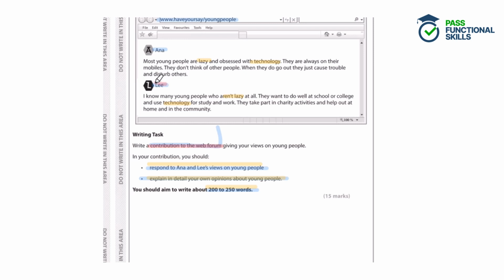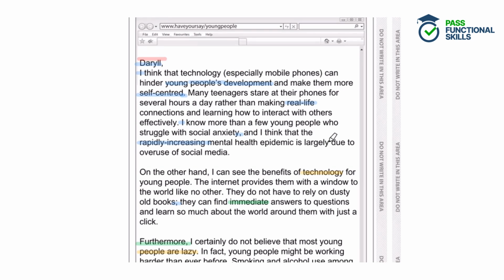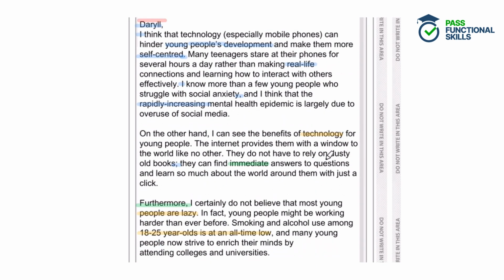So we've got the name of a person and then they've explained their opinions below. So here we've done exactly the same thing. We've got on the web forum, we've got a name and then an explanation of opinions. Now it's also really important to remember that you need to use paragraphs in all of your answers. Paragraphs will help you to break up information, make it easier to read and more organised.